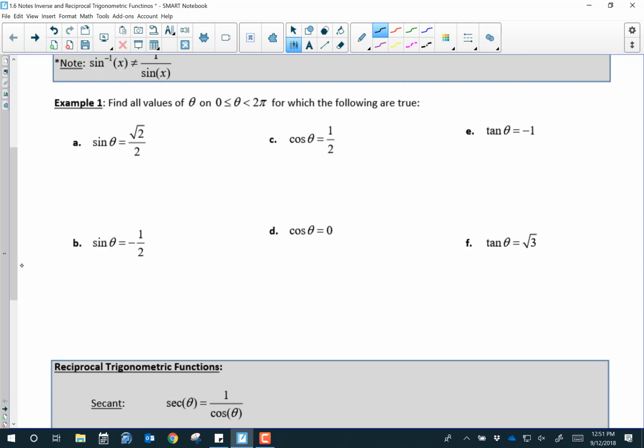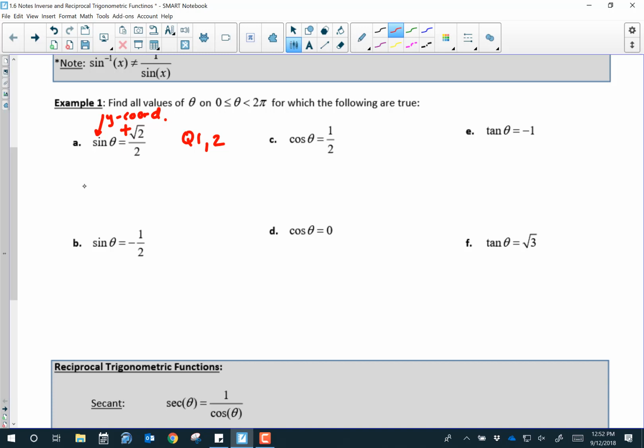All right, so for the first one, sine theta equals √2 over 2. That's saying, okay, the sine is the y coordinate. So when do I have a y coordinate of √2 over 2? Now a lot of these are going to occur twice, right? So you need to think which quadrants, and this is a positive value. So when is sine positive? Quadrant 1 and quadrant 2. So I'm going to have two answers, one in quadrant 1, one in quadrant 2.